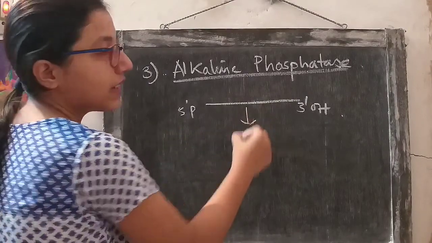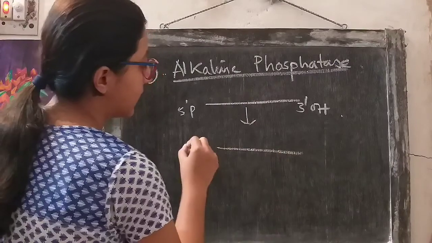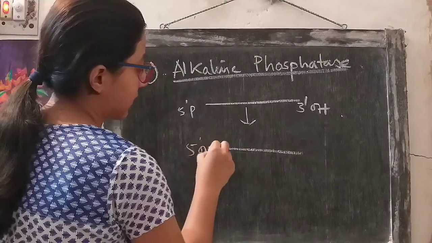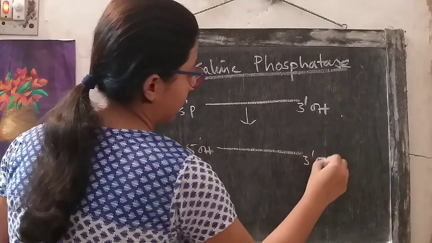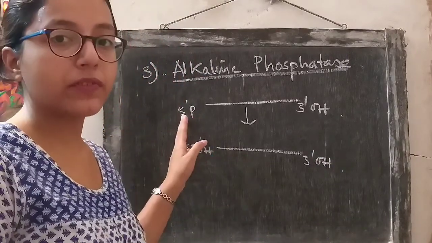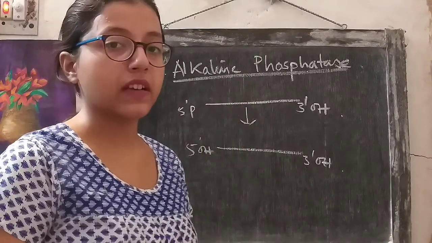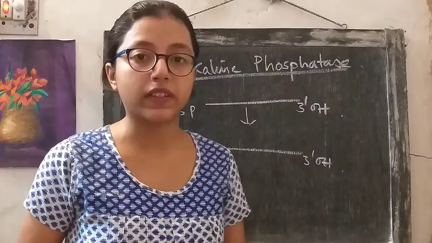So when a DNA is treated with alkaline phosphatase, the result will be this. The result will be like this. The phosphate group from the 5' end will be removed by the action of alkaline phosphatase. So this is the function of alkaline phosphatase.